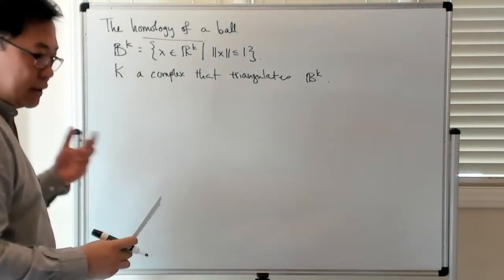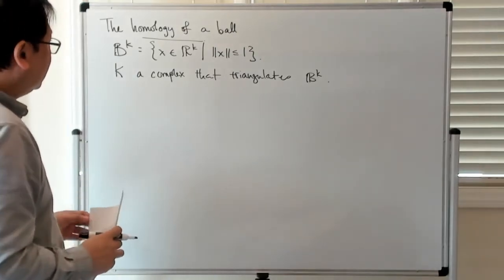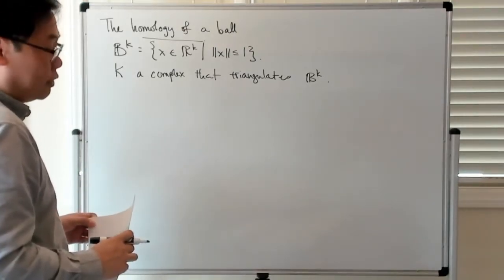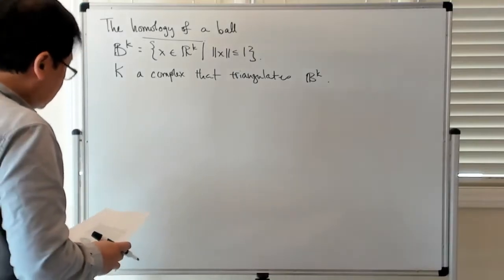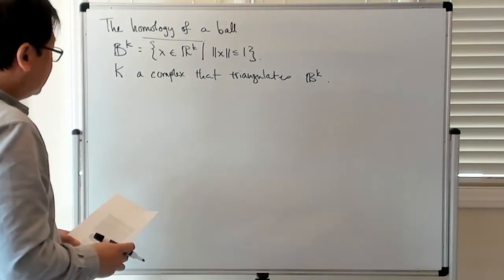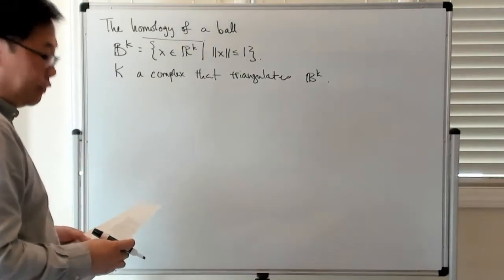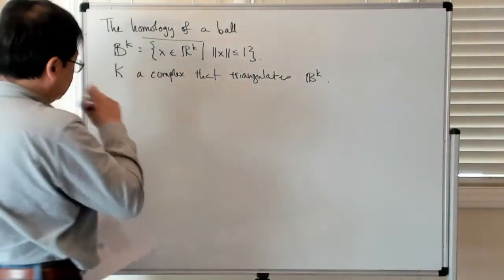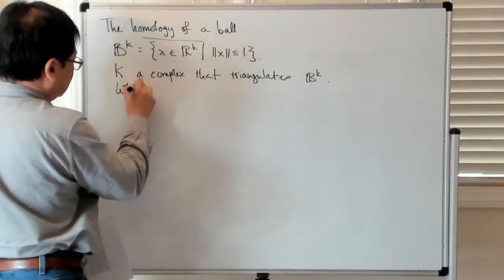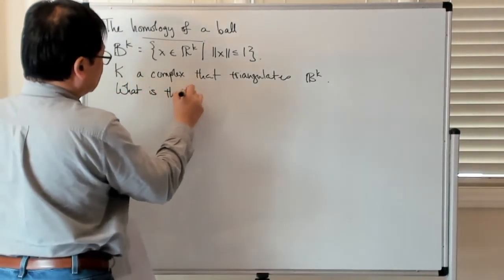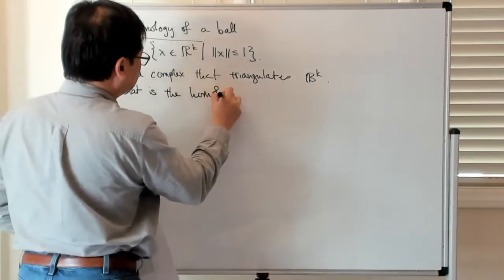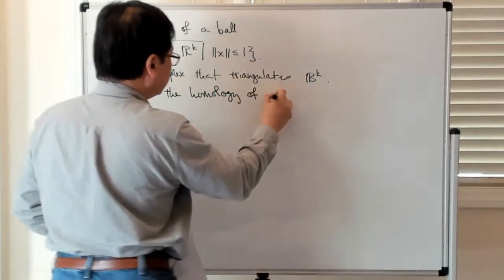When we were discussing homology groups, we said that intuitively what it does is that it measures the number of holes of various dimensions. So based on that intuition, you might expect that the homology of this ball is trivial, and this is almost true. So the question is, what is the homology of the ball?